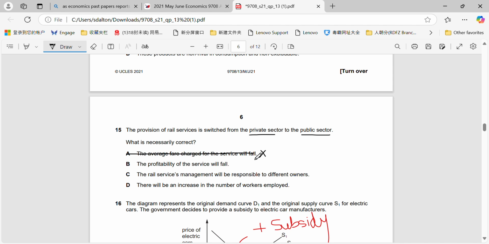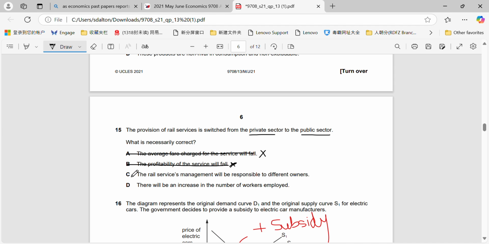But it doesn't necessarily have to fall, because the private sector might have been more efficient in their provision of rail services, which might have allowed them to actually operate with economies of scale and therefore a lower price. When it moves into the hands of the public sector, it might become more inefficient, and therefore we may not be able to charge a lower price, because we may not be as efficient with managing our cost of production. Profitability of the service will fall as well is also not necessarily true. Could happen or couldn't happen. It depends on how the private sector runs it.